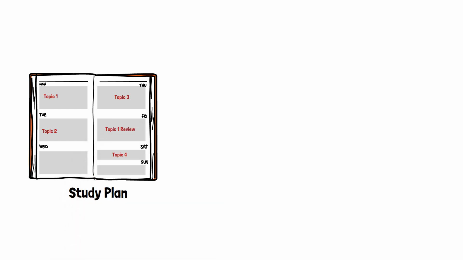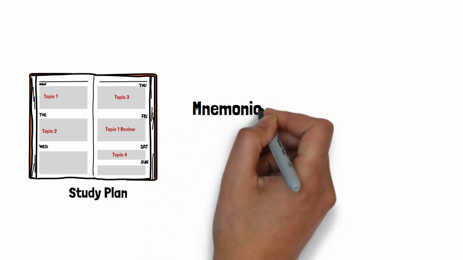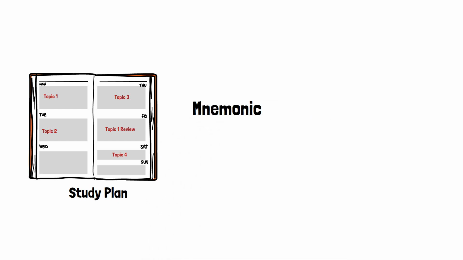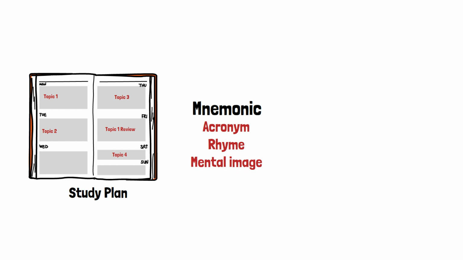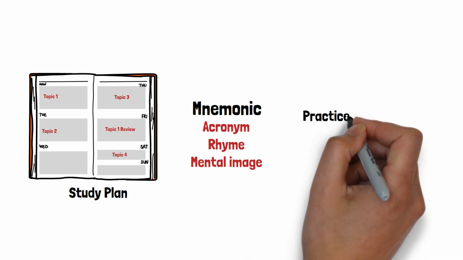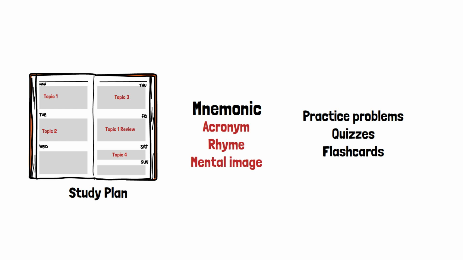There are many different techniques that can be used in meta-learning, such as mnemonic devices, which are techniques that help you remember information more effectively. For example, you might use an acronym, a rhyme, or a mental image to help you remember a list of items. Other techniques include practice problems, quizzes, and flashcards, which can help you test your knowledge and identify areas where you need to spend more time.